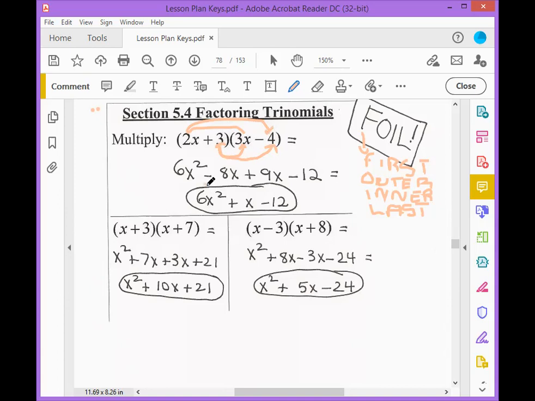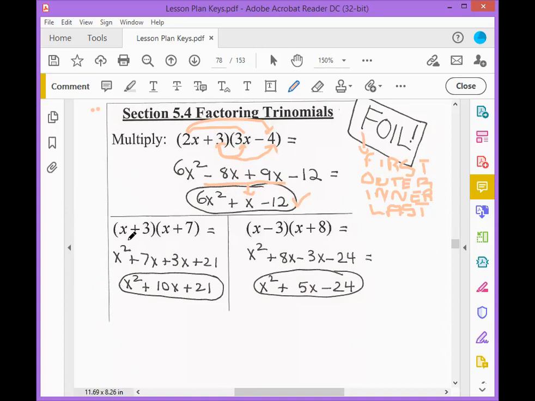Then we combine like terms. Look in the middle, negative 8x plus 9x, those are like terms, and we can combine them. Negative 8x plus 9x gives us 1x. And then we carry down the 6x squared in front and the minus 12 behind. So this is our answer: 6x squared plus x minus 12.